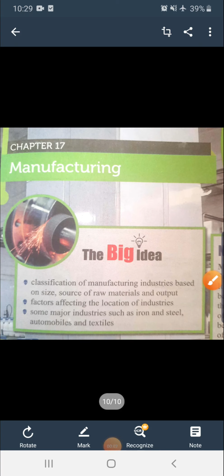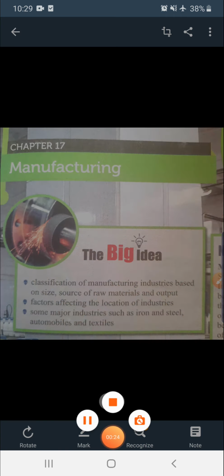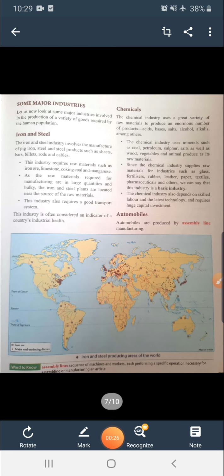This is the third part of the chapter manufacturing industry. We have earlier discussed the classifications and the factors which are required for the location of industries. Now, today we are going to learn about some of the major industries in our country and what are the main features amongst them. So, starting from the iron and steel industries.